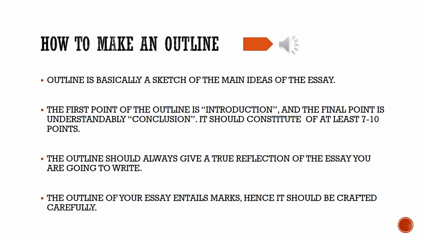The next question that arises in our mind is how do we make an outline? An outline is basically a sketch of the main ideas of the essay. The first point of the outline is the introduction, and the final point is understandably the conclusion. Your outline must consist of at least 7 to 10 points. The outline should always give a true reflection of the essay you are going to write, and since the outline of your essay entails marks, it should be crafted carefully.